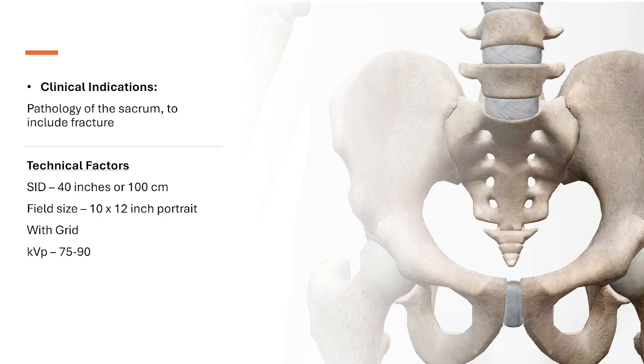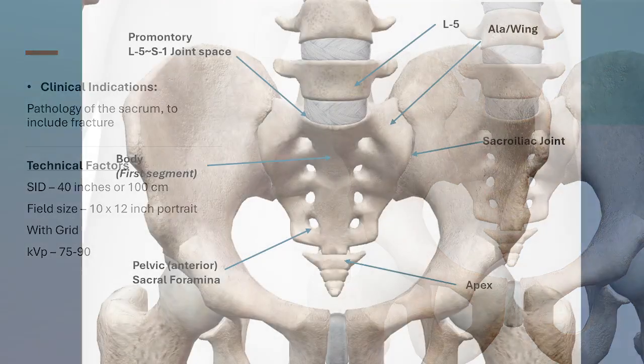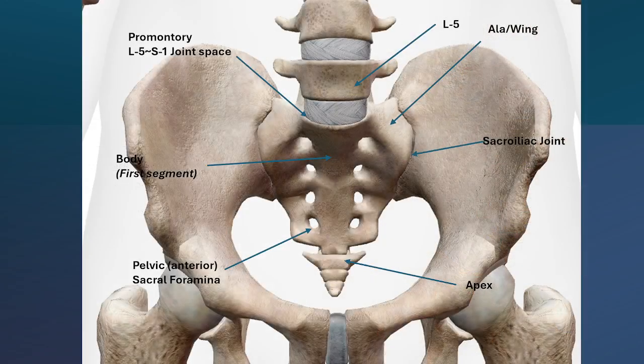It would be most desirable if the patient's bladder and colon were emptied and free of contents prior to the procedure for image clarity. Before we get into positioning, let us talk about the basic anatomy of the sacrum.